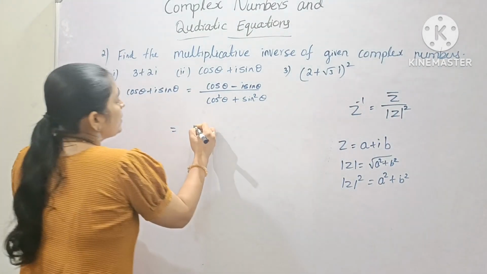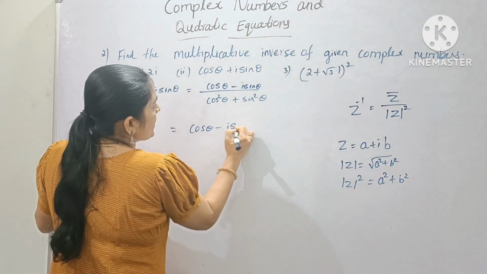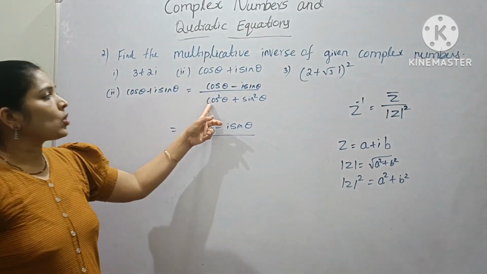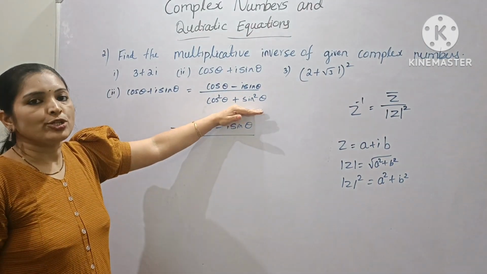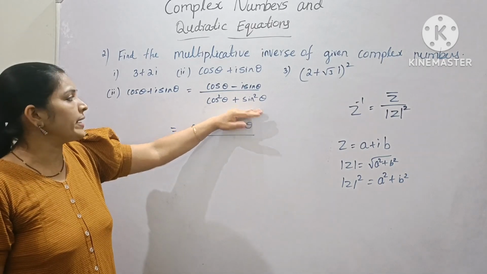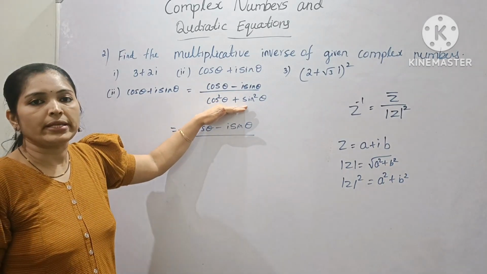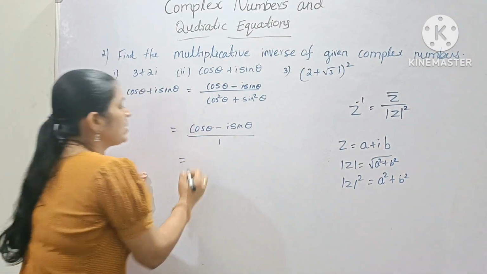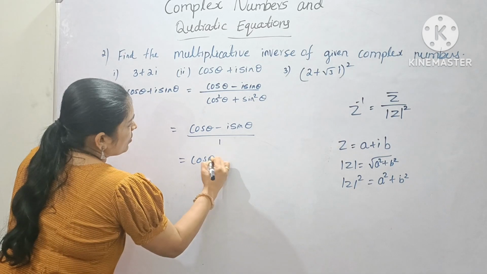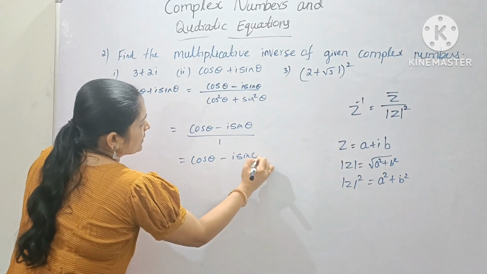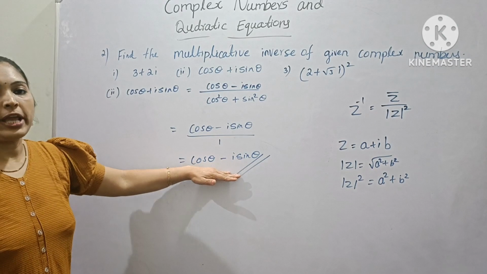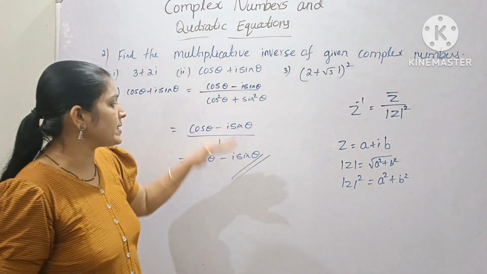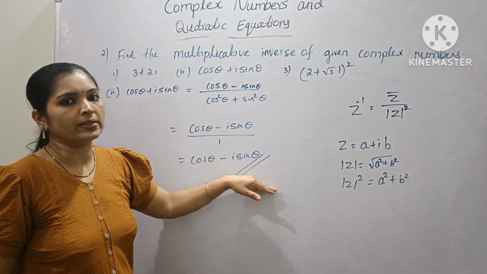That is cos theta minus i sin theta in the numerator, and the denominator is cos square theta plus sin square theta. In trigonometry, the first identity we have studied, cos square theta plus sin square theta, is nothing but 1. So the denominator becomes 1. So the multiplicative inverse of the given complex number cos theta plus i sin theta is nothing but cos theta minus i sin theta.